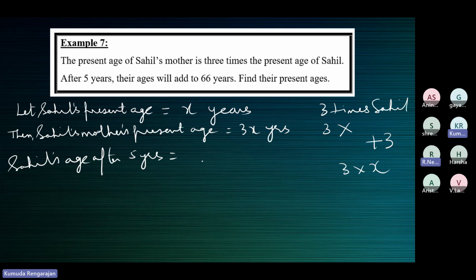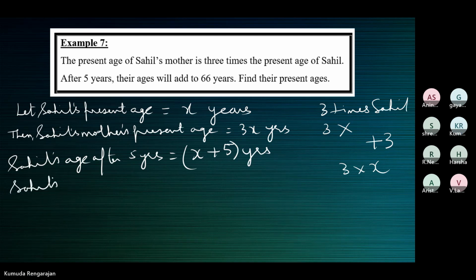What is Sahil's present age? x plus 5, ma'am. Very good. Present age plus 5. Sahil's age after 5 years will be x plus 5. In the same way, Sahil's mother's age after 5 years will be 3x plus 5, mother's present age plus 5.